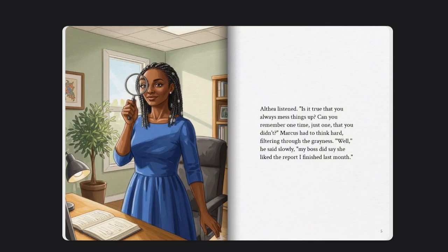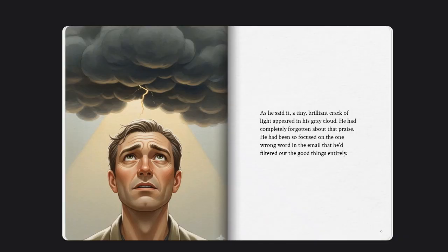"Is it true that you always mess things up? Can you remember one time, just one, that you didn't?" Marcus had to think hard, filtering through the grayness. "Well," he said slowly, "my boss did say she liked the report I finished last month." As he said it, a tiny, brilliant crack of light appeared in his gray cloud. He had completely forgotten about that praise. He had been so focused on the one wrong word in the email that he'd filtered out the good things entirely.